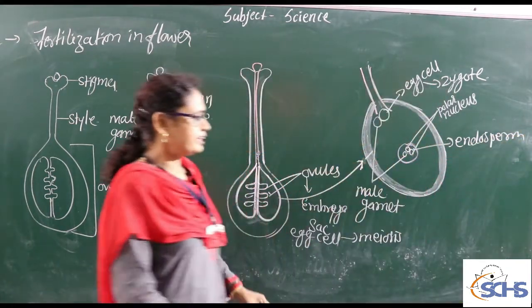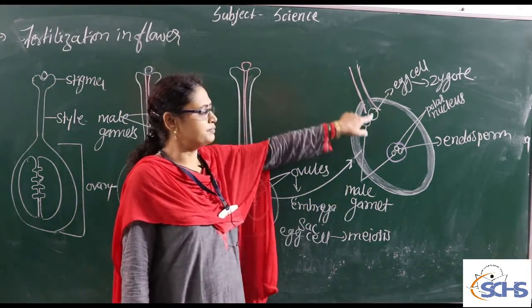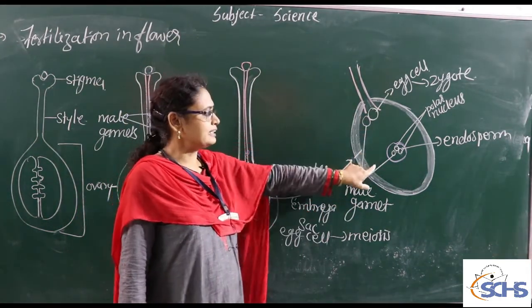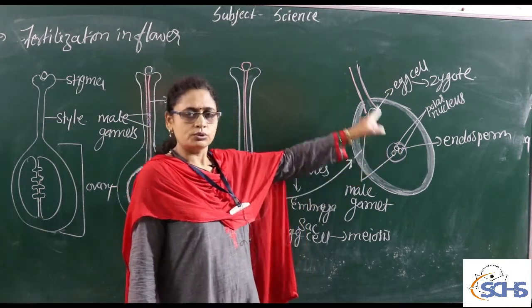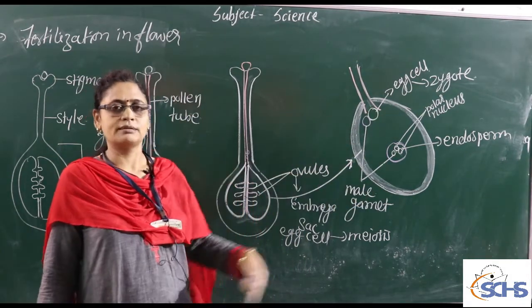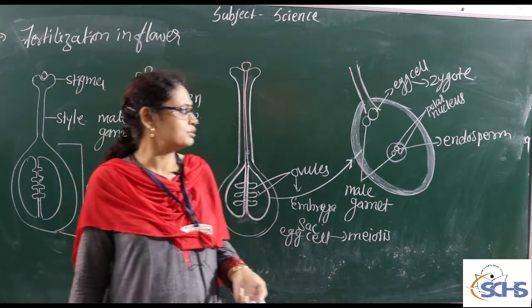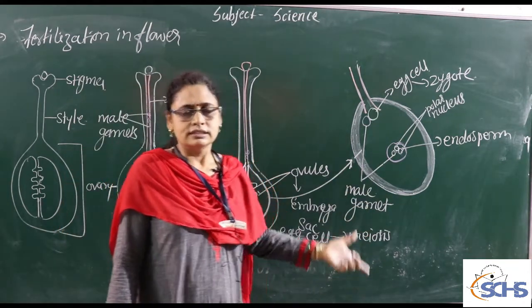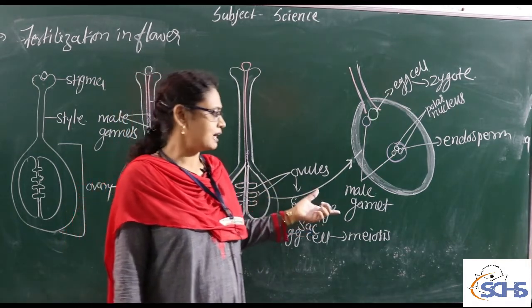Okay. So how many times did fertilization occur? Two times. First, the male gamete fused with the egg cell, and the second time, the male gamete fused with the polar nuclei. So two times the process of fertilization occurs. Because of that, we call it double fertilization. I think all of you understood. Okay. So this is the process of double fertilization that occurs in a plant.